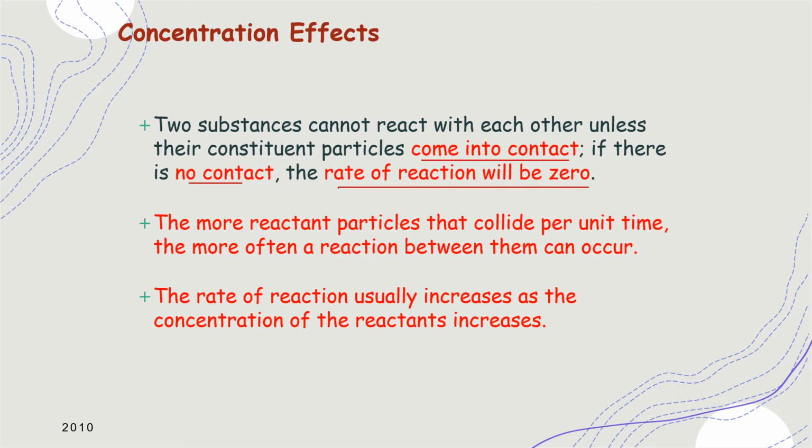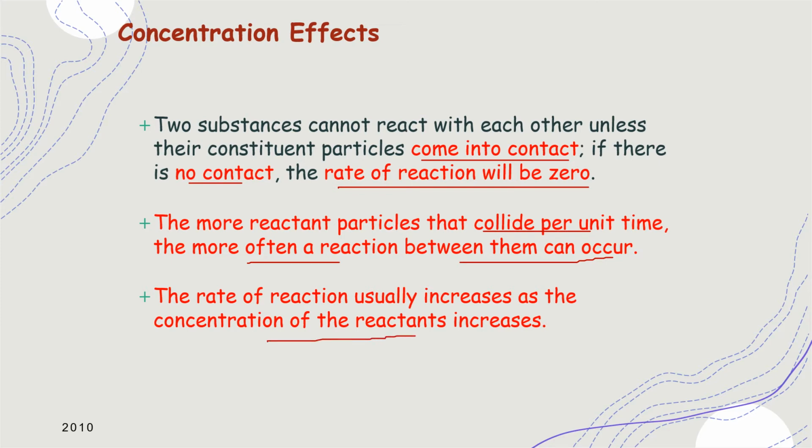This could be, for example, a capsule containing some powder inside. The powder is now cut off from the environment simply because of the coating of the capsule. And you have other examples which you can think of easily. The more reactant particles that collide per unit time, the more often a reaction occurs between them. The rate of reaction usually increases as the concentration of the reactant increases.